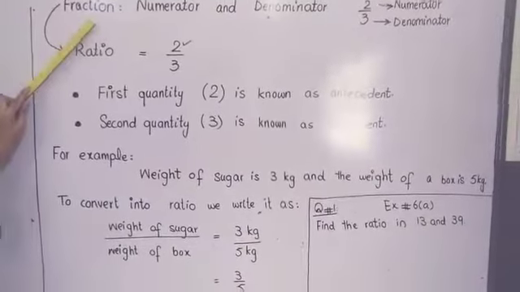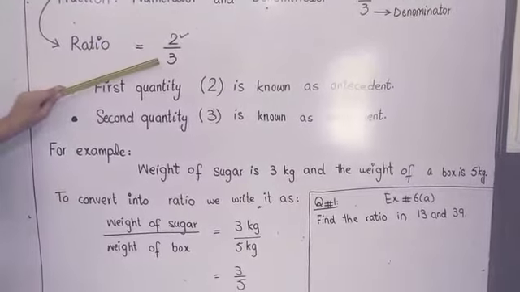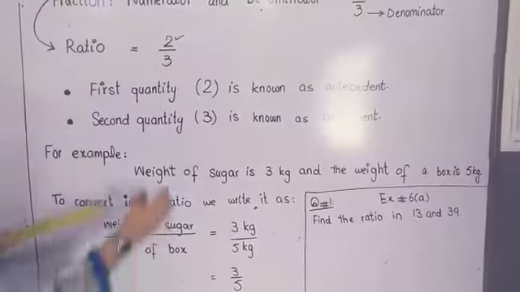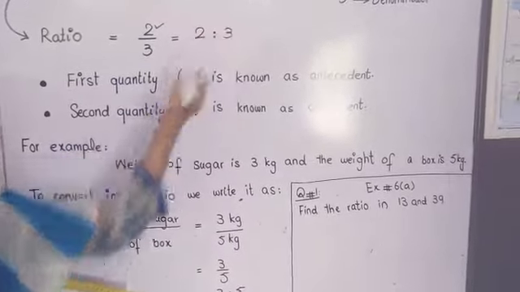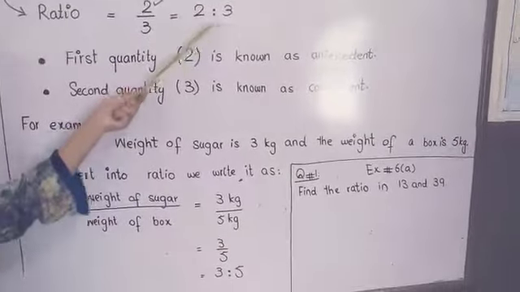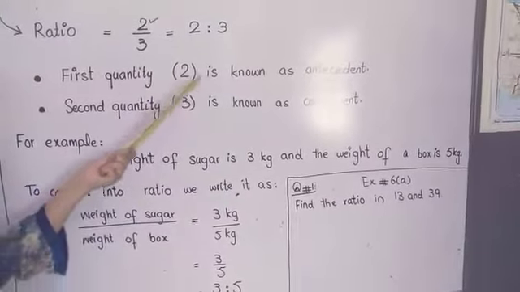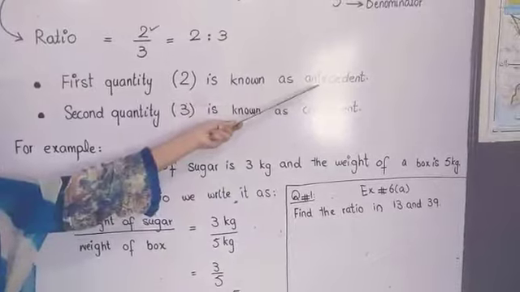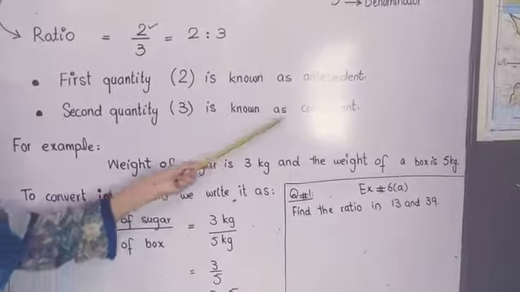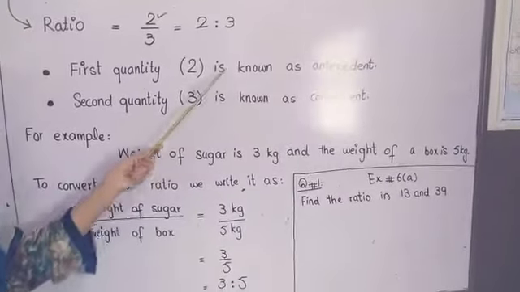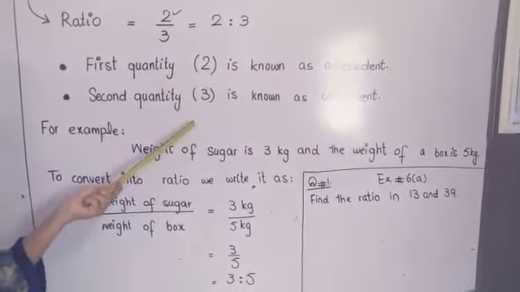In fraction there are two different names. This is the numerator and this is the denominator. But when we convert it into ratio like this, 2 ratio 3, the names of these numbers would be changed. The first quantity which is 2 is known as antecedent and the second quantity which is 3 will be known as the consequent. These are the two definitions of antecedent and consequent. You have to learn these two definitions.